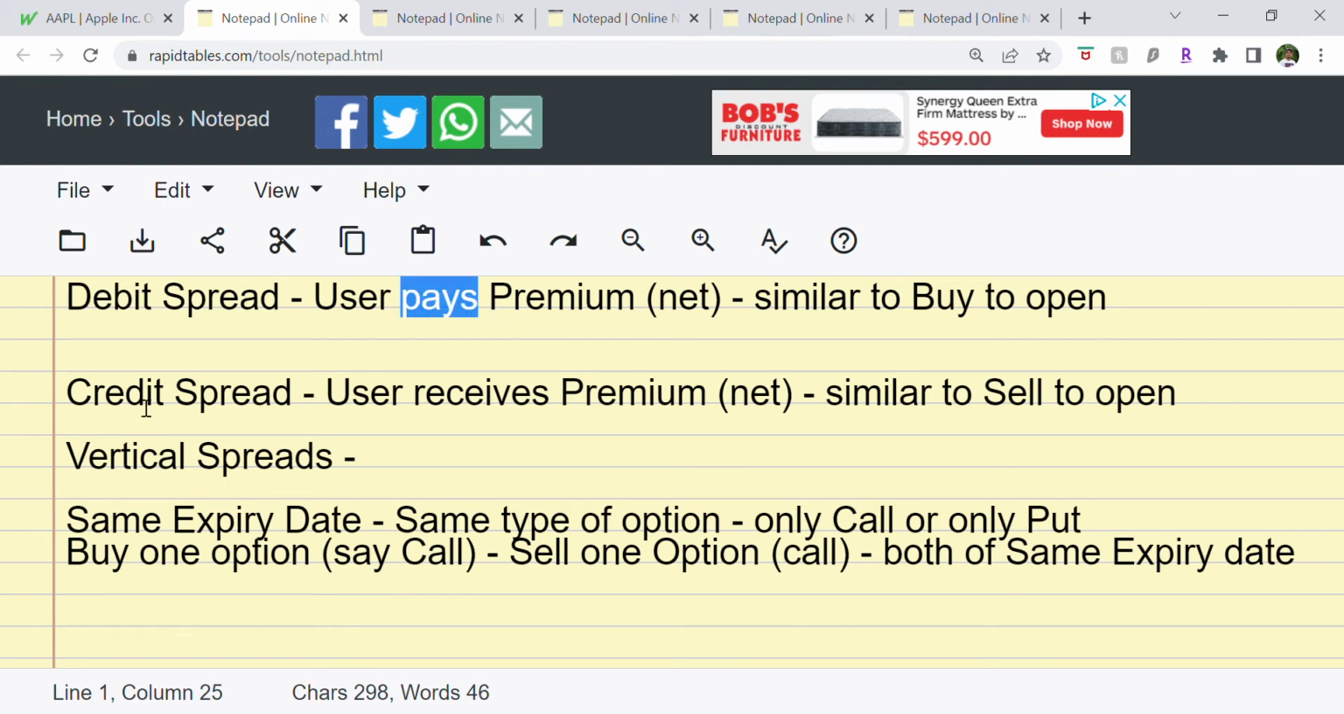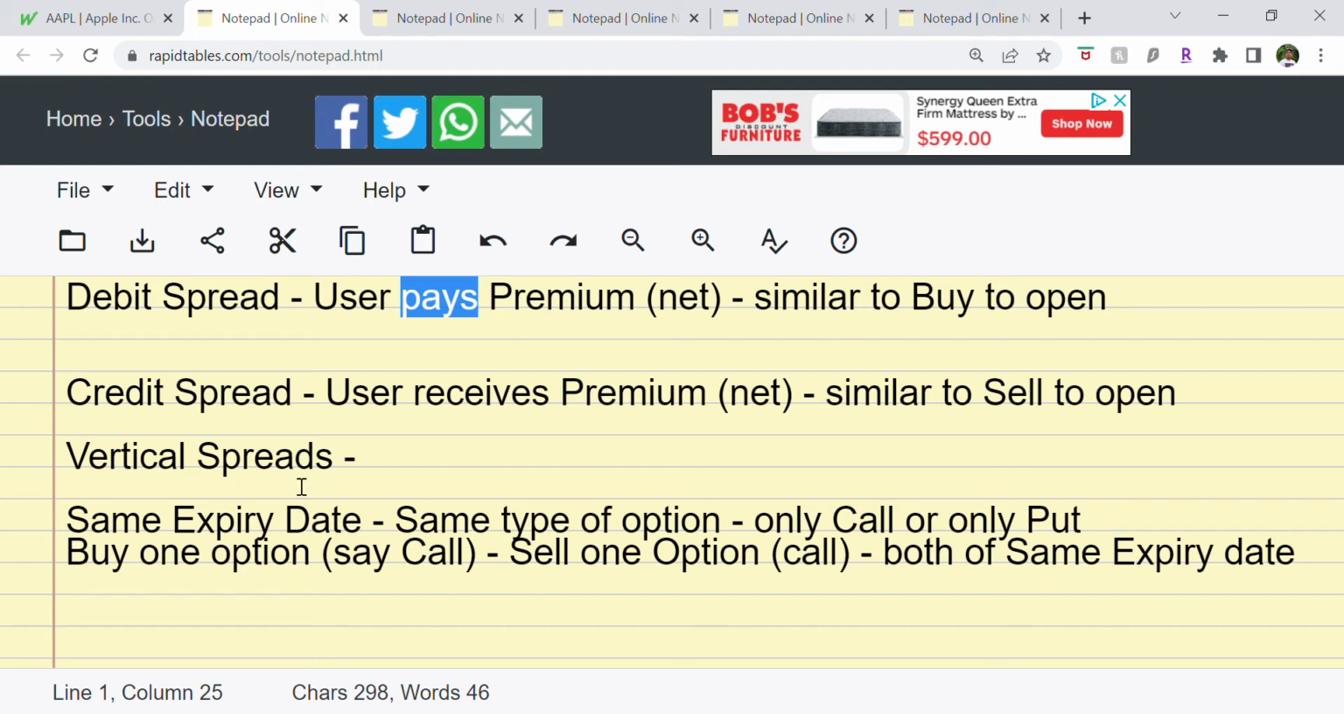Credit spread means we are collecting from the market. After the net result, we sell something and we buy something, and the net result of both is that we collect money from the market. If you want to correlate with simple terms, debit means you are buying something, that's called buy to open, and if you are doing a credit, you are doing a sell to open. So first of all, you have to be very clear about these two words.